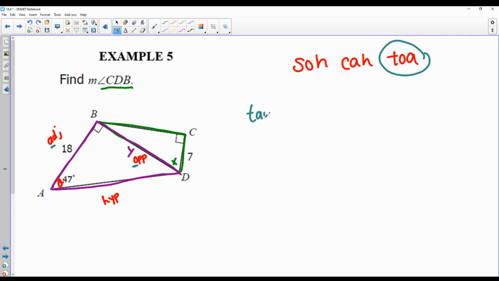We're going to say that the tangent of our angle, which in this case our theta was 47 degrees, is equal to O. O comes first, so there's our y, divided by A, which is 18. Now to solve for y, or to get y by itself, we're just going to multiply both sides by 18. So y here is equal to 18 times the tangent of 47, and I have 19.3. All right, so this side right here is 19.3.